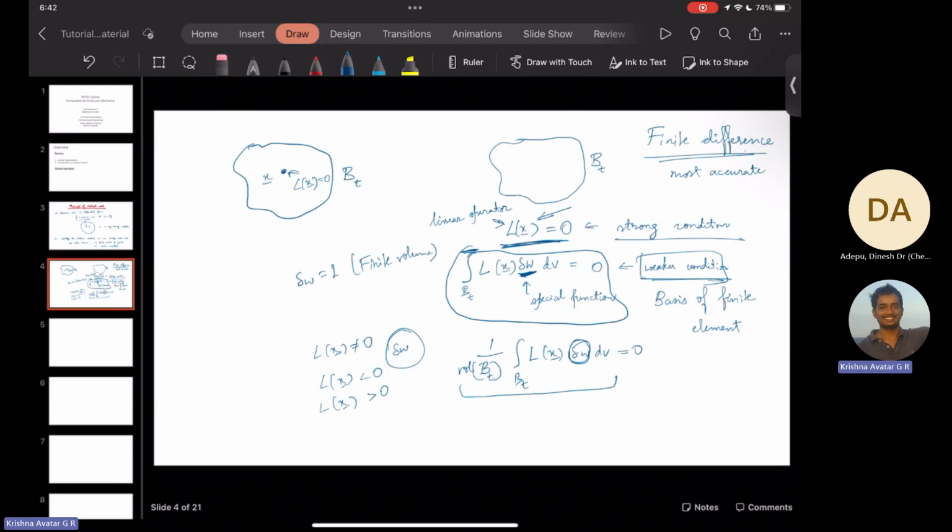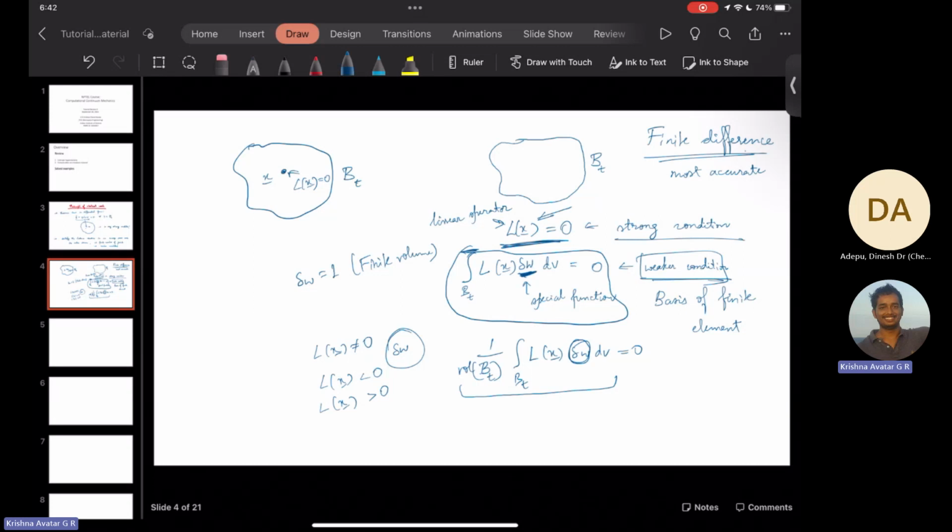So the differential equation was second order, so it required the solution to be twice differentiable. Now it's just first differentiable. It should be differentiable at least once, isn't it?